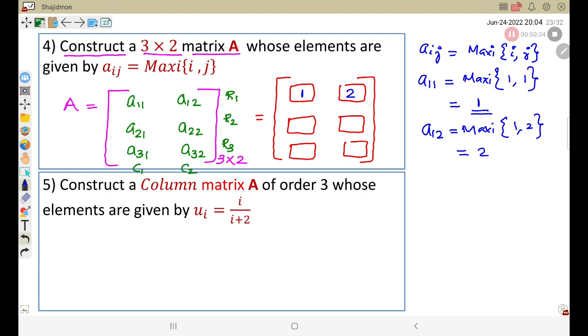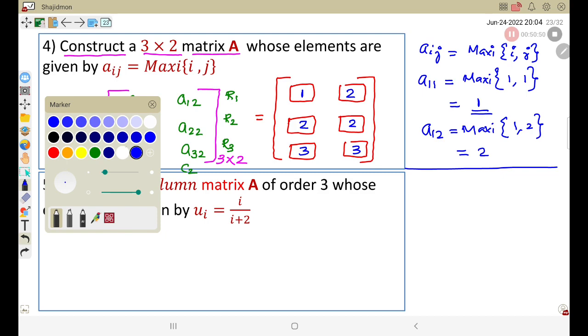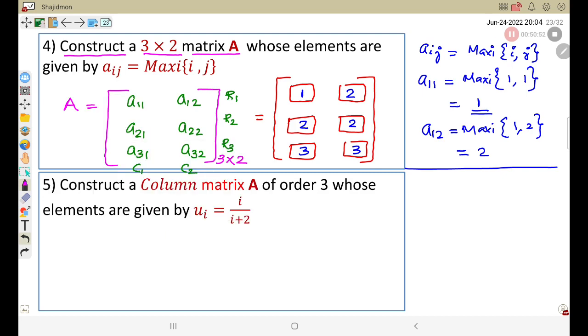Same way, maximum of 2, 1 is 2. Maximum of 2, 2 is 2. Maximum of 3, 1 is 3. Maximum of 3, 2 is 3. Correct? So this is the answer to that question: construct a 3 by 2 matrix. I hope you understood. You can practice more of the same model questions.